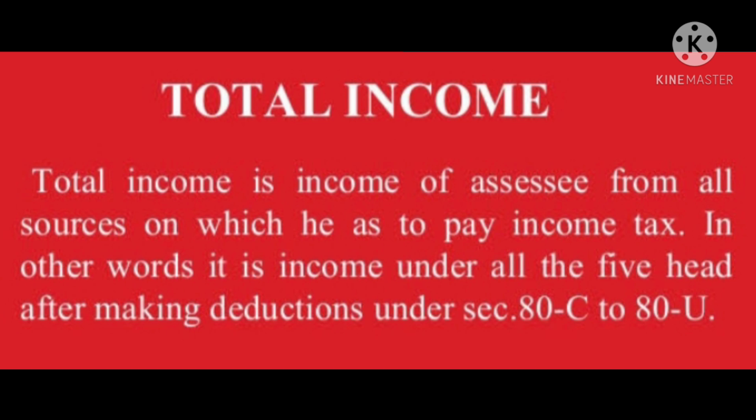Total income is income of an assessee from all sources on which he has to pay income tax. In other words, it is income under all the 5 heads after making deduction under section 80C to 80U. That means, see, in the previous slide, all of you saw gross total income, right? Gross total income means all the 5 heads of income. If you add, you will get gross total income. So, from that gross total income, if you minus the deductions which come under 80C to 80U, then the final answer which you are getting is called the total income.